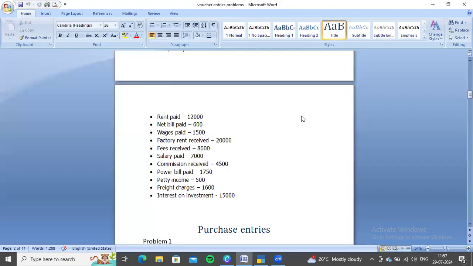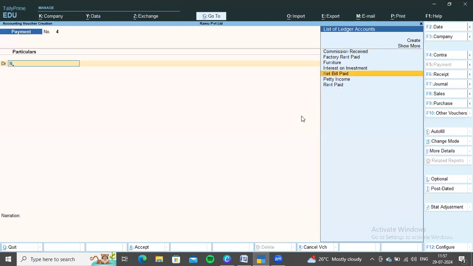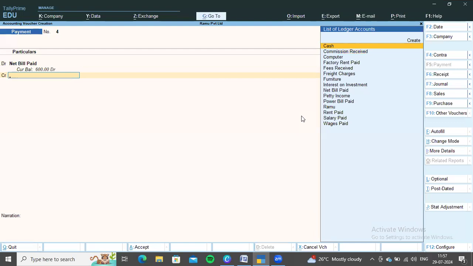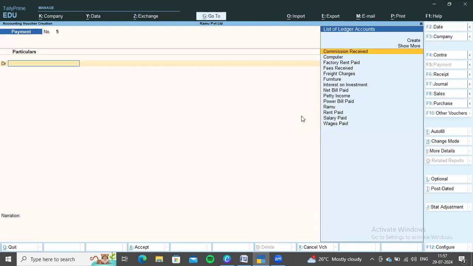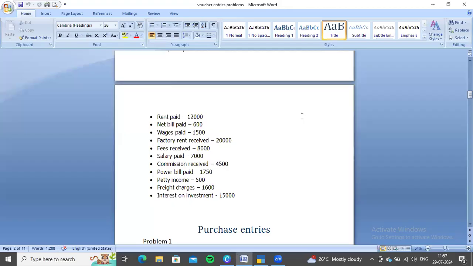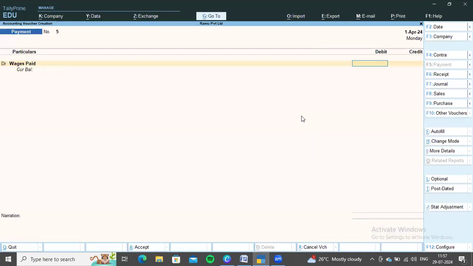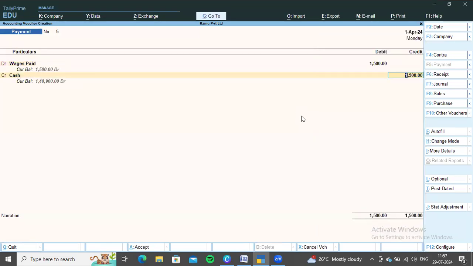Net bill paid 600. It is also a payment. 600 to cash account. And wages paid. It is also a payment. Wages account debit. How much? 1,500 to cash account.